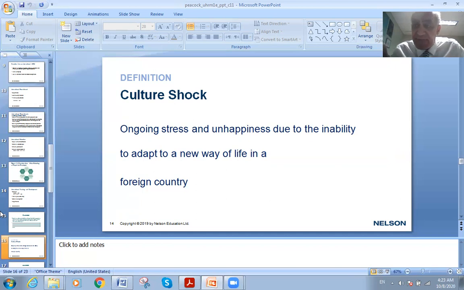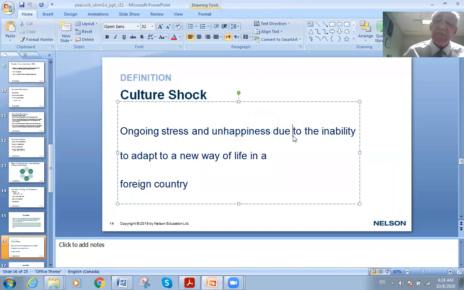So those differences, how will you overcome them? Will it be an obstacle for you, a barrier, or will it help you? Or will you be washed away by the new culture? This is the point in the host country. Anyhow, it is ongoing stress and unhappiness due to the inability to adopt a new way of life in a foreign country.